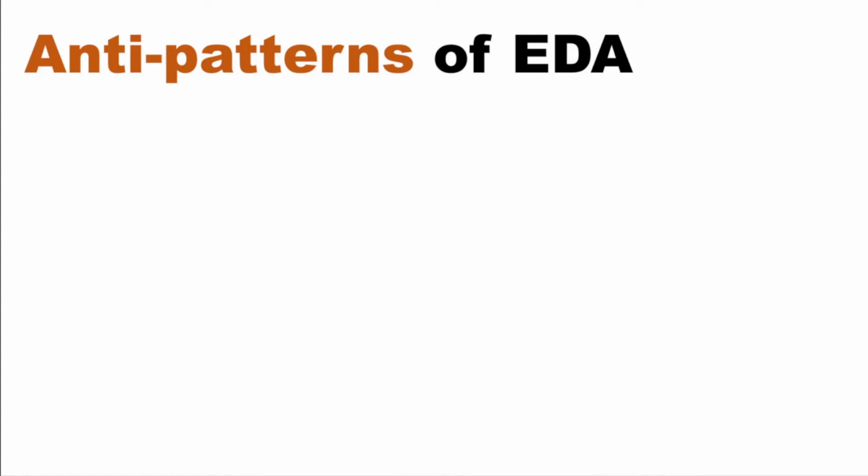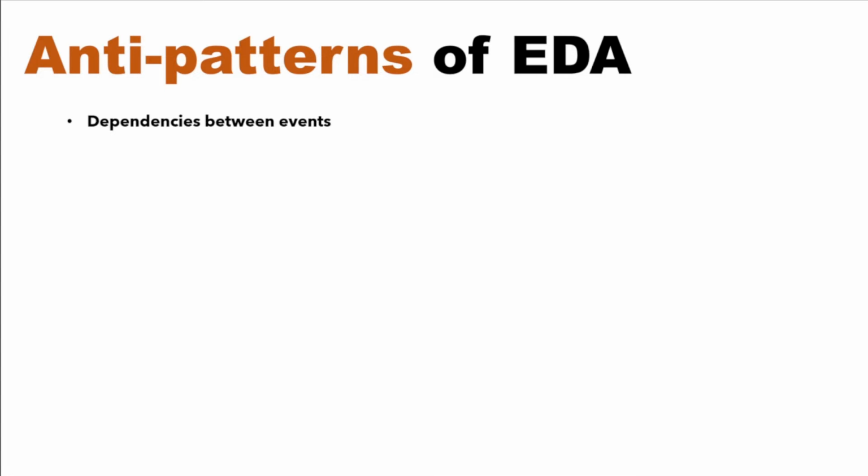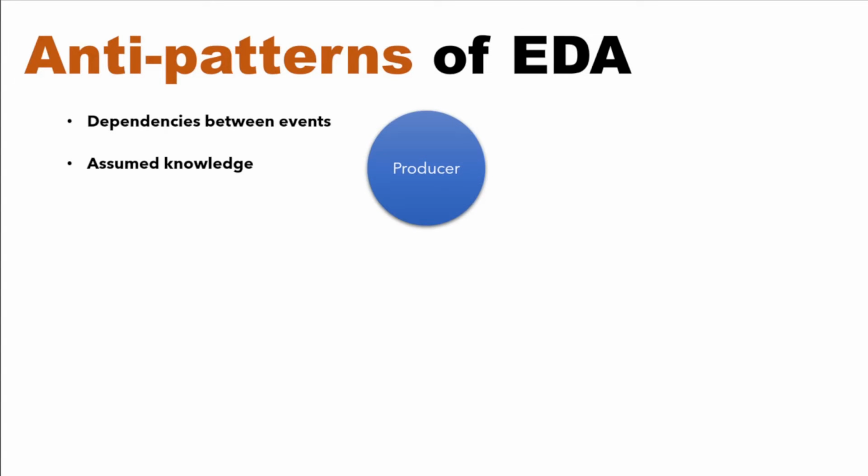Now let's look at some of the anti-patterns that we should be aware of when developing event-driven architectures in order to make sure that our architecture is as efficient and as useful as possible. The first one I want to talk about is the dependencies between events. It is important to remember that events should be atomic and should not implement any sort of dependencies to other events. The next anti-pattern is assumed knowledge.